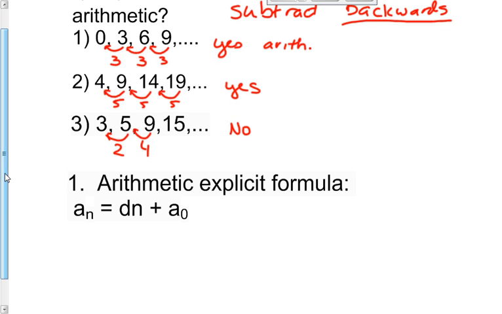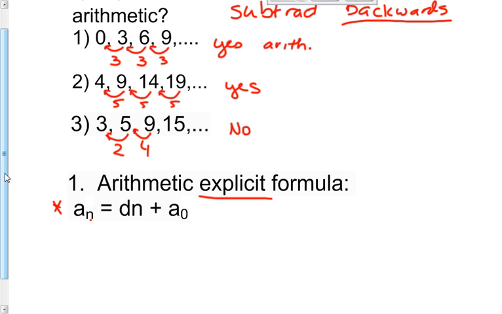If you discover that a set of numbers, a sequence of numbers, is arithmetic, we can write an equation for that. And the term we use for that equation is called an explicit formula. Your explicit formula is in this notation right here. A sub n is equal to D times n plus A sub 0.